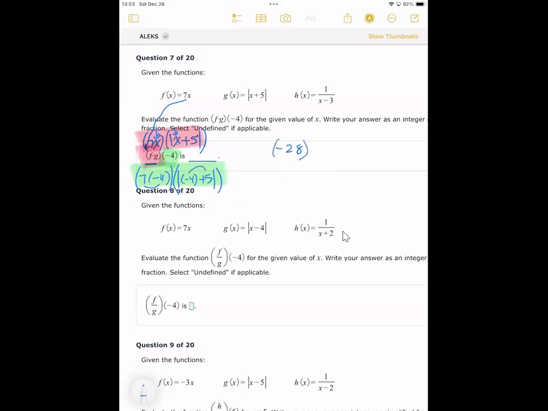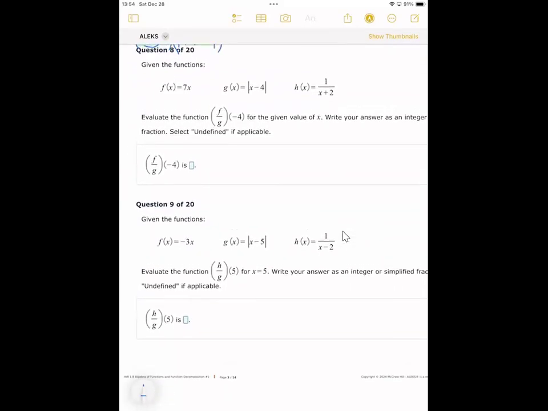You have -4 plus 5 here. So you have a negative and a positive number. You subtract. 5 take away 4 is 1. What is the absolute value of 1? It is 1. And 1 times -28 is -28. And that is your answer.